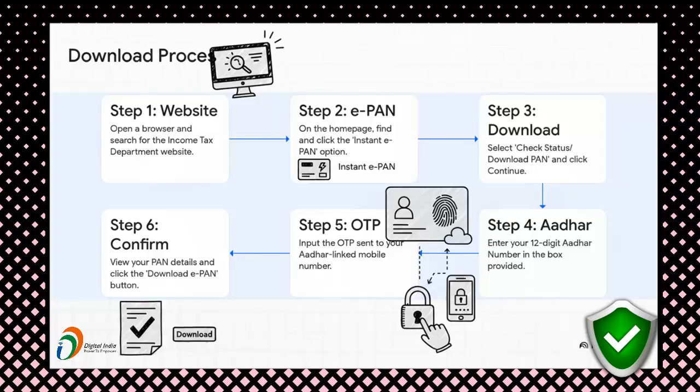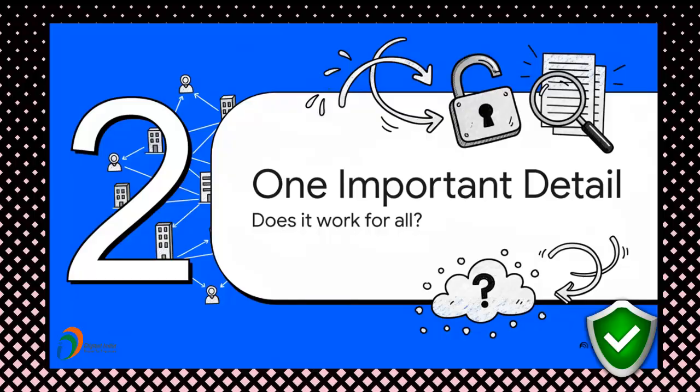Now, this next part is the most important one. You're going to need to type in your 12-digit Aadhar number. After you do that, a one-time password, an OTP, will get sent to the mobile number that's linked to your Aadhar. Just punch in that code and boom, you're in. You'll see your PAN details right on the screen with a big old Download ePAN button just waiting for you to click it. So that whole process is incredibly easy, right?